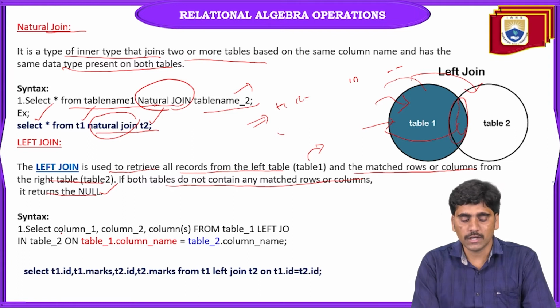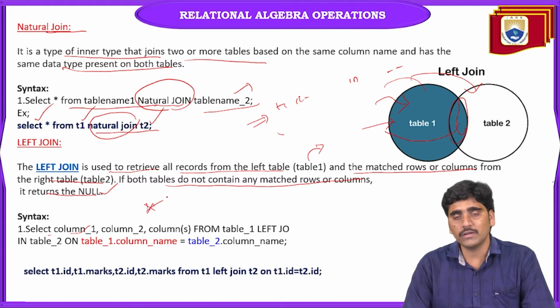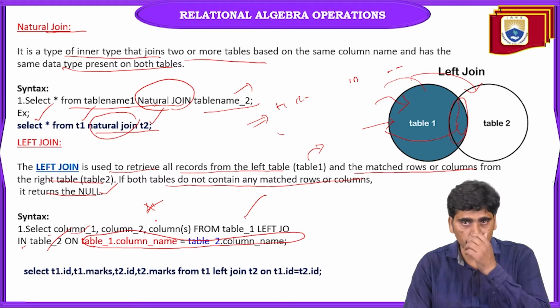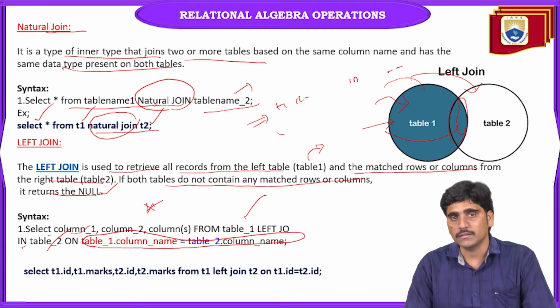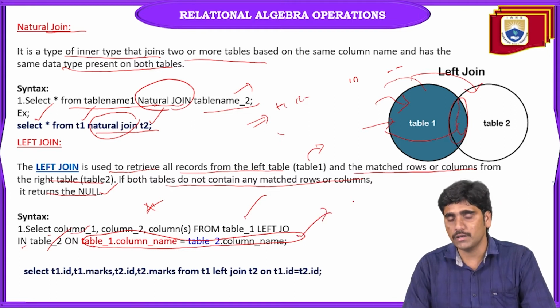For the syntax: select column 1, column 2, or specify the star operator, from table 1, specify the type of join, left join table 2, on what condition? Table 1 dot id equals table 2 dot id. So you specify the fields you want to display from the left table, perform the type of join, and give the condition. With this syntax you get all the values from the left table.